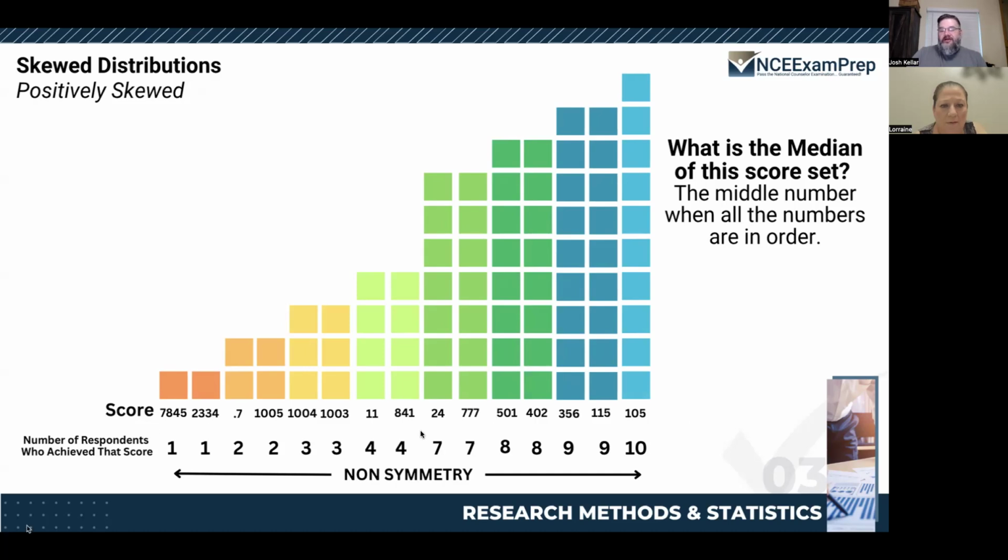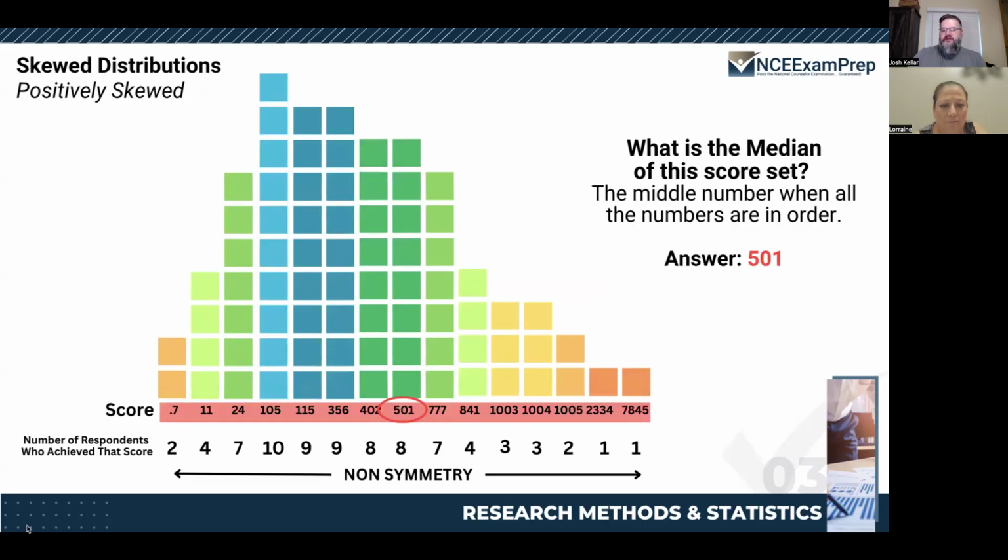So we've got to pay really close attention with things like this, right? So when we put these in order, we find that the middle number is 501, right? Our very lowest number is 0.7. Two people scored 0.7. One person scored 7,845. So when we line them all up and put them in order, we're still trying to find the one that's in the middle. And that would be 501. Does that make sense?